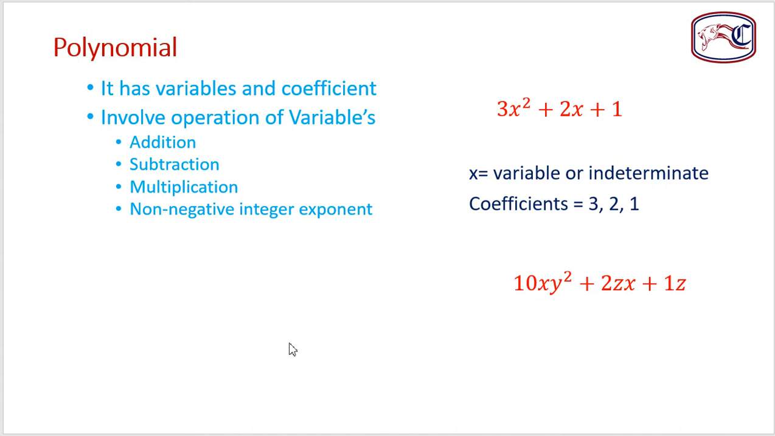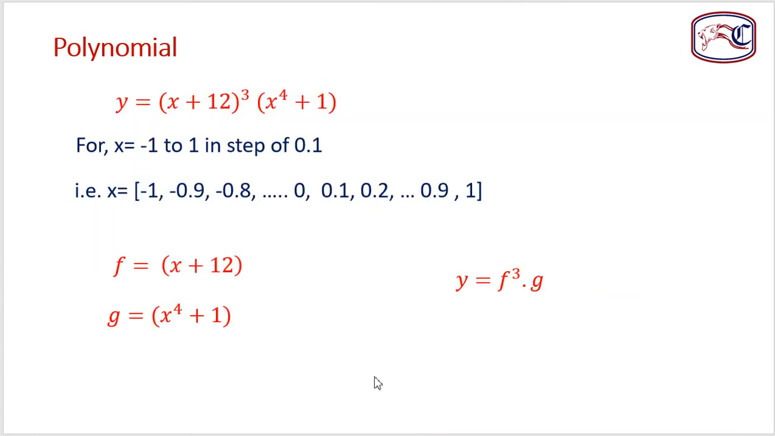For example, here 3x squared plus 2x plus 1 is a polynomial equation, and x here is the variable, which we can also call an indeterminate, and 3, 2 and 1 are the coefficients. We can have one variable or we can have more than two variables. For example, here x, y and z are the variables of this polynomial equation, and 10, 2 and 1 are its coefficients.